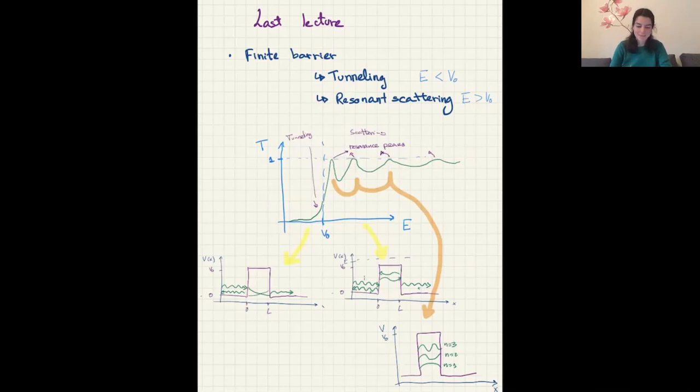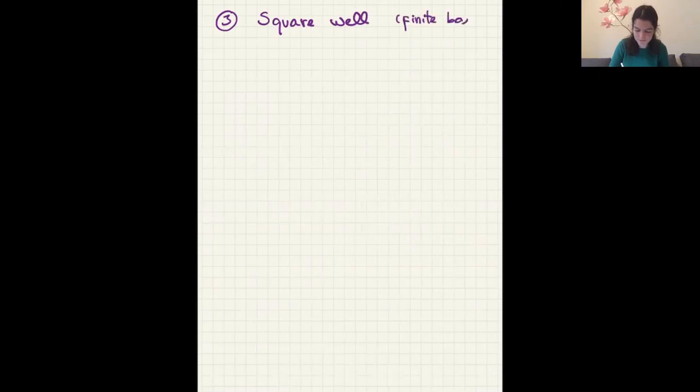Okay. And now we will look today at the last of these cases, which is the square well. And this was case number 3. So this means a finite box. Okay. And what does it look like?